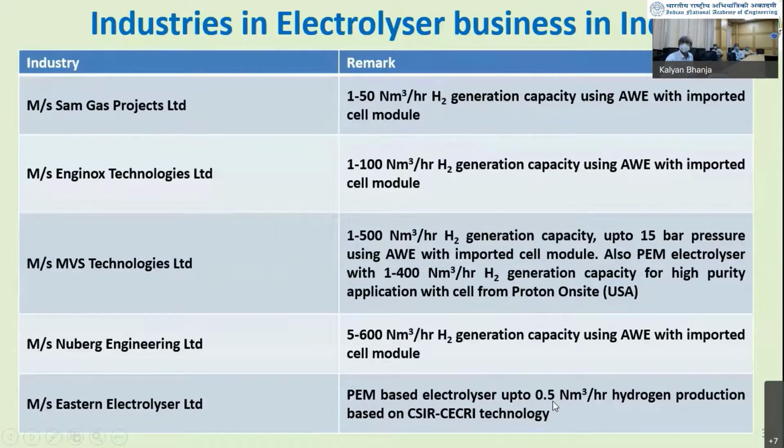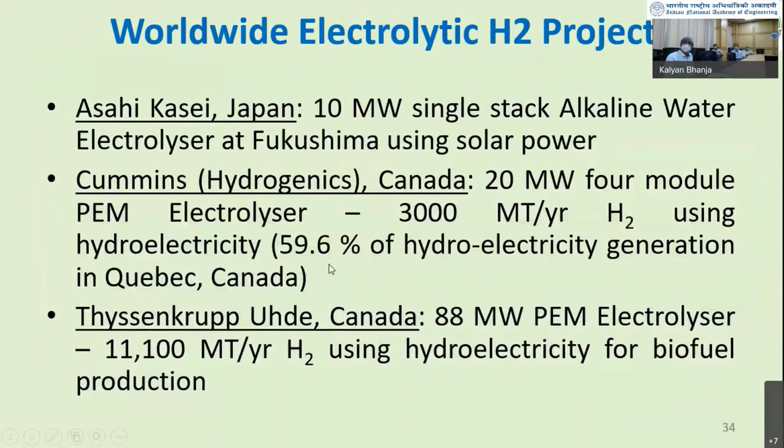The membrane is still imported. If you see worldwide, what are the typical green hydrogen production projects which are already completed or nearly completed? That is Asahi Kasei, Japan. Earlier it had the maximum size, that is a 10 megawatt single cell stack. They have been operating I think from 2014 or so.